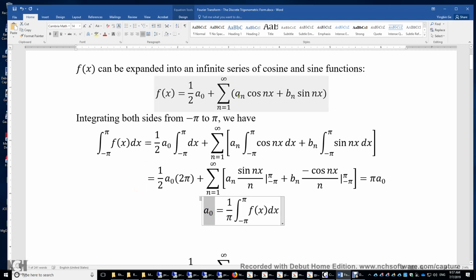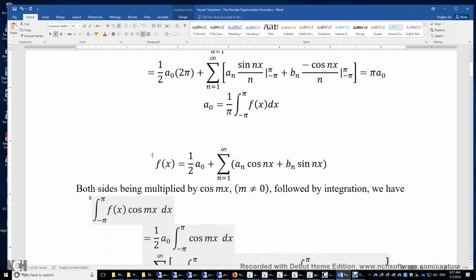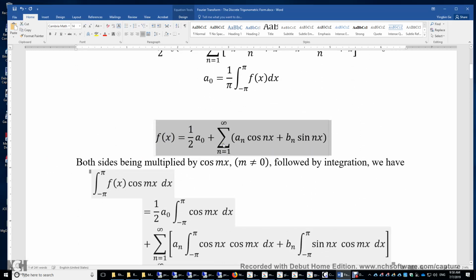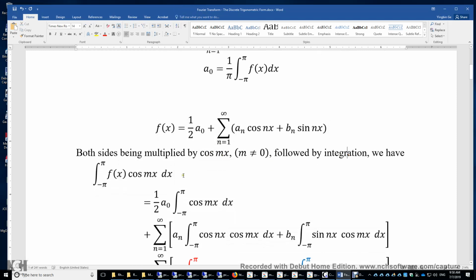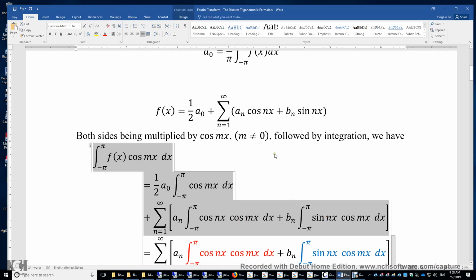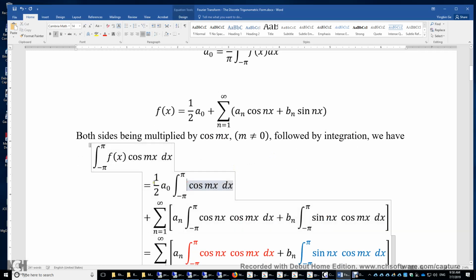Now let's determine the expression of a sub n. We'll use a trick here. This is the infinite series of an arbitrary function f(x). Now we multiply both sides by cosine mx followed by integration from negative pi to pi. And then we have this equation here. Looks complicated, but first this part equals 0. There's a reason. The integral of cosine mx is sine mx over m, and then you plug in negative pi and pi, you get 0.